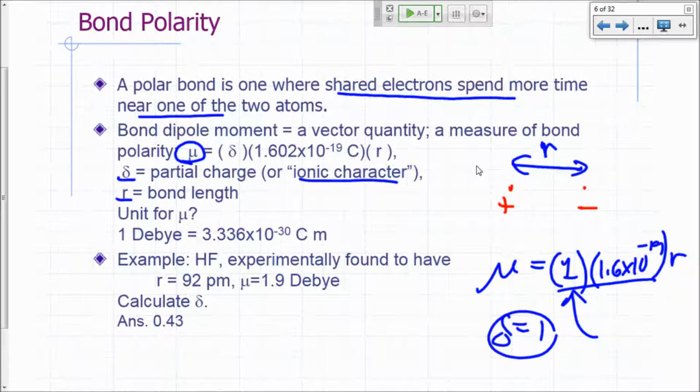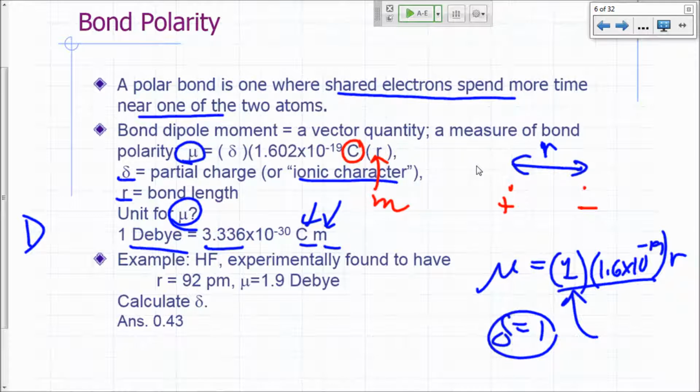So what's the unit for dipole moment? The unit is a debye. The official abbreviation for the debye is capital D, and it's 3.336 times 10 to the negative 30 coulomb meter. Where does that unit come from? A unit of charge is a coulomb. The SI unit for length is meter. So your unit for dipole moment is a coulomb meter.